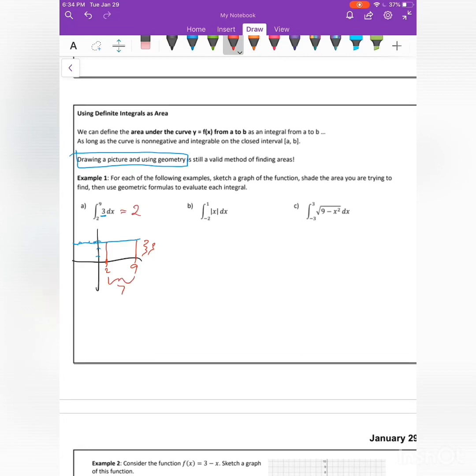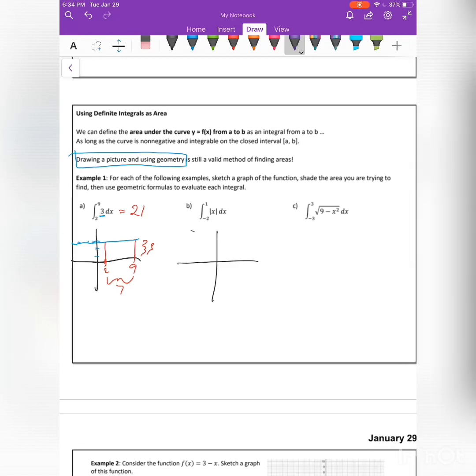So the area underneath this curve is exactly 21, just using our geometry skills. The second one, B, is interesting. This is just the absolute value function. So we've got this nice V shape, and we're doing this from -2 to 1. So we're finding the area underneath this curve.